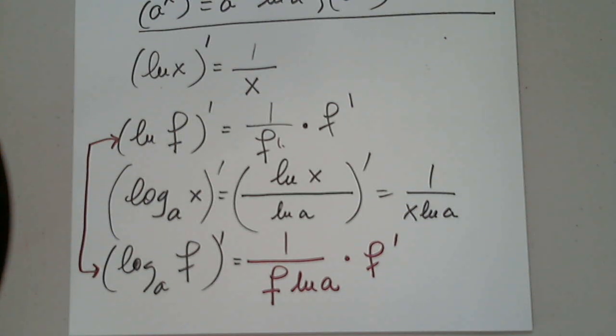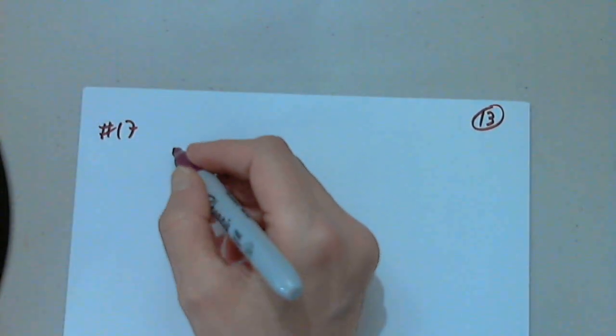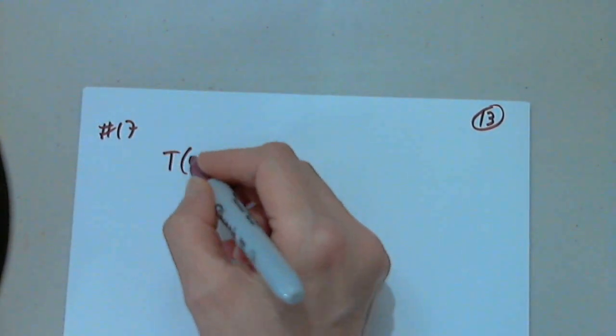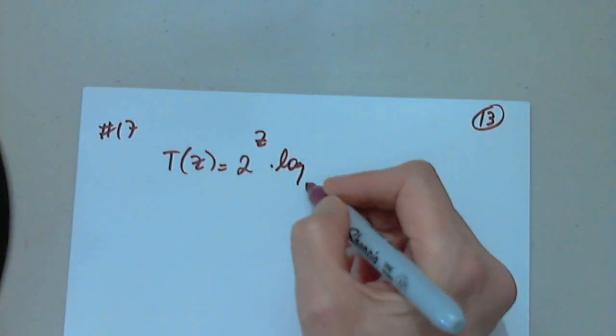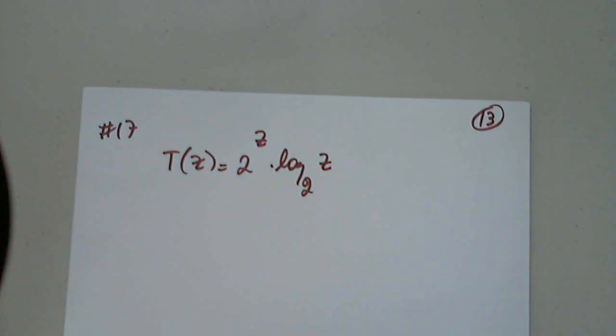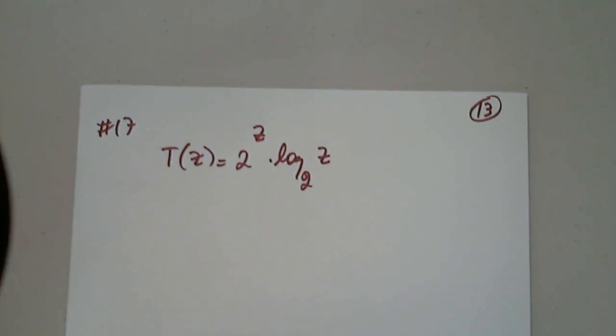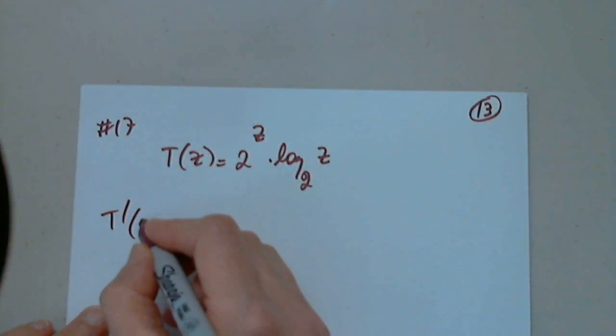Yes, so let's start with 17. Perfect. And this is page 13. And we are looking at 17. So you said T of z equals 2 to z times log base 2 of z. Interesting. Nice pick. I don't remember anyone picking this one. Awesome. So we want to find T prime of z.